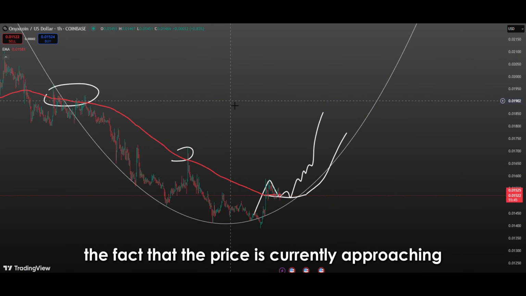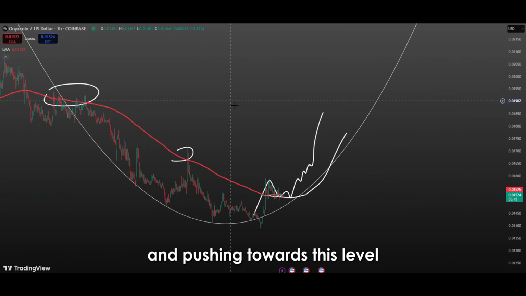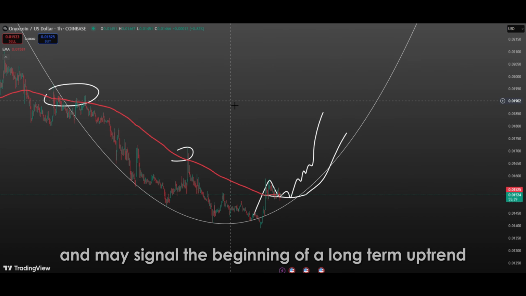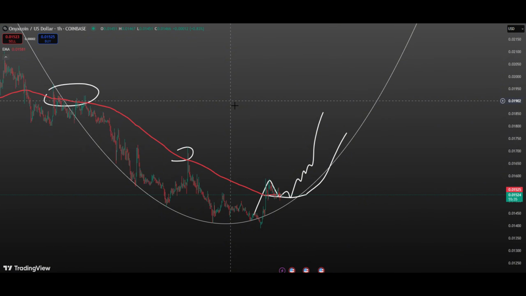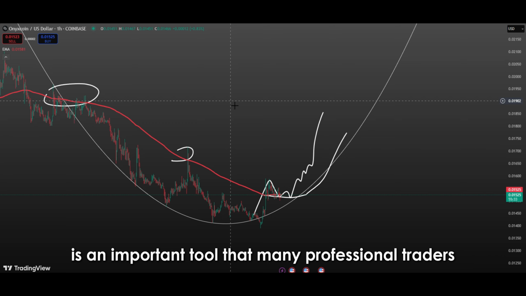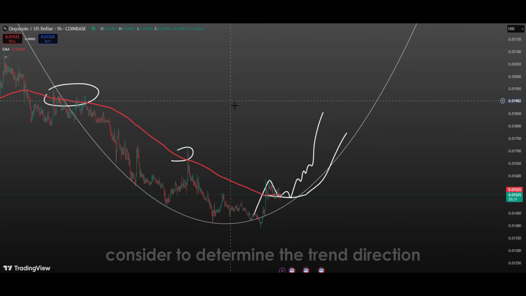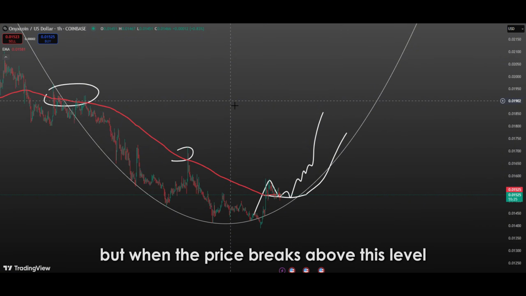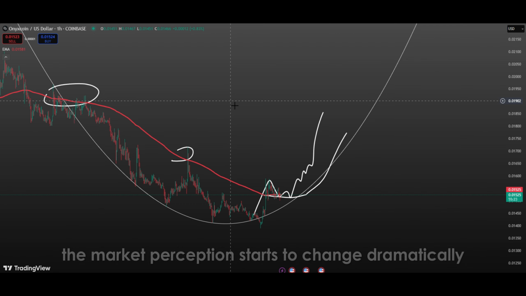The fact that the price is currently approaching and pushing towards this level suggests that the market is signaling an upward reversal and may signal the beginning of a long-term uptrend. The 200 EMA is an important tool that many professional traders and algorithmic systems consider to determine the trend direction. When the price is below this average, it is usually bearish, but when the price breaks above this level, the market perception starts to change dramatically.